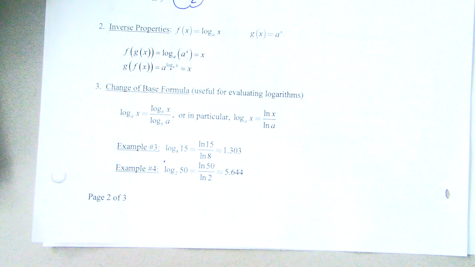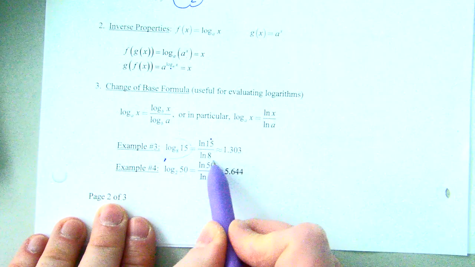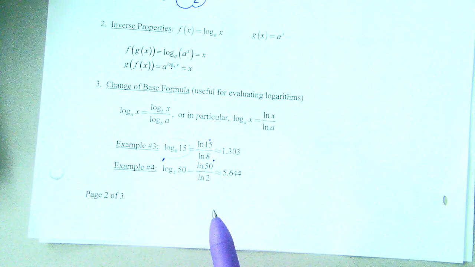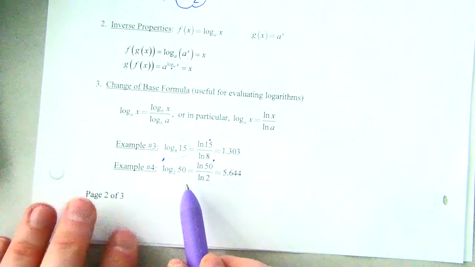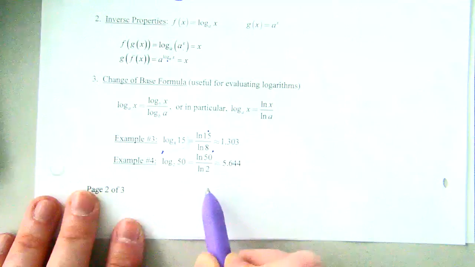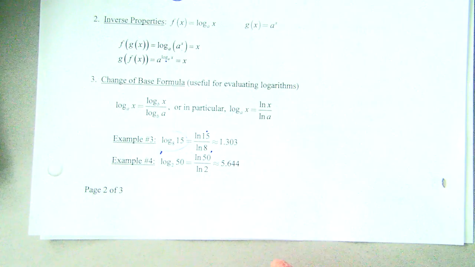As far as calculus is concerned, natural logs are the most useful for us. I can do this problem by typing in natural log 15 divided by natural log 8. And you'll get that decimal. Log base 2 of 50, I can type this in on the calculator as natural log 50 divided by natural log 2 and get that decimal. Turn the page.